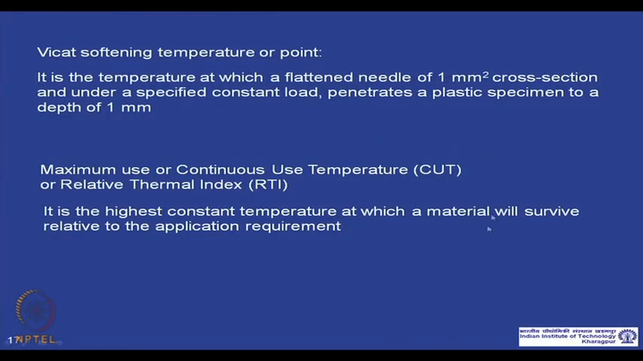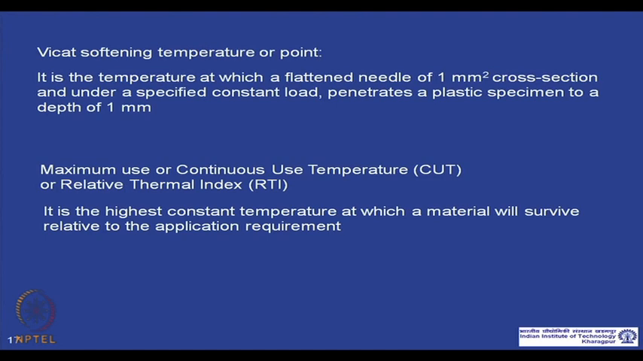Now, there are other thermal behaviors. A thermal test that is basically done is the Vicat softening temperature point. It is the temperature at which a flattened needle of 1 mm² cross section, under a specific constant load, penetrates the plastic specimen to a depth of 1 mm. It is known as the Vicat softening temperature.